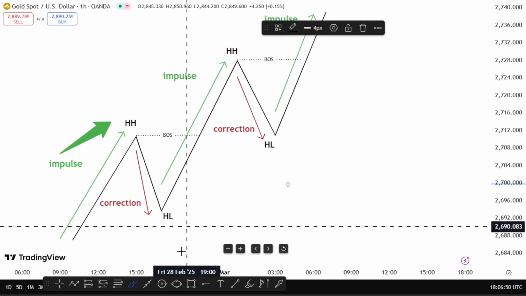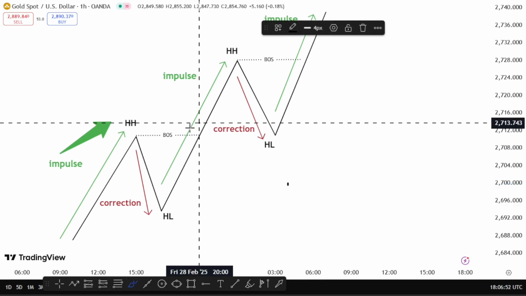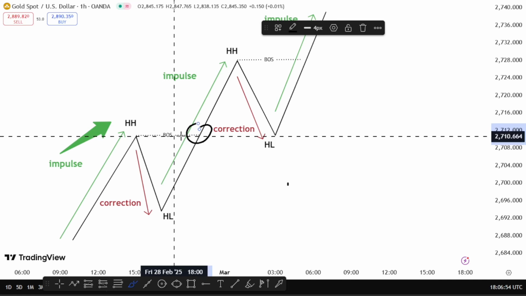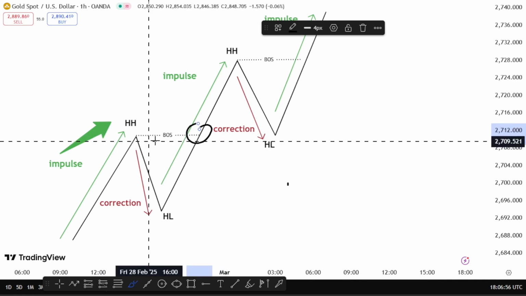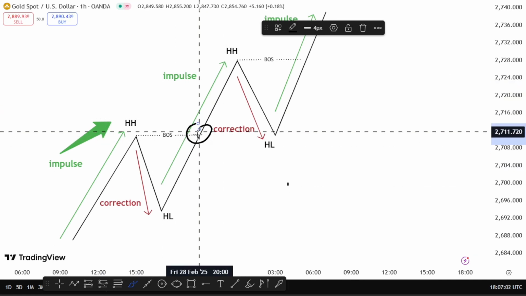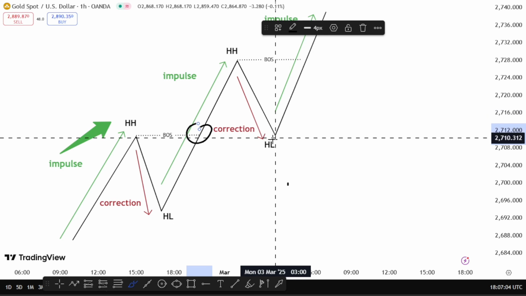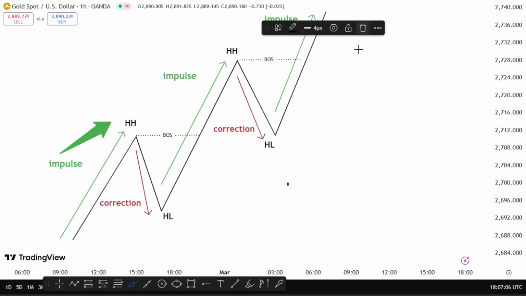So where does the break of structure happen? The break of structure happens right here. We have the BOS, right? We have the impulse, which leads to the break of structure, before the corrective move, and then the impulse again. So it's just simple.